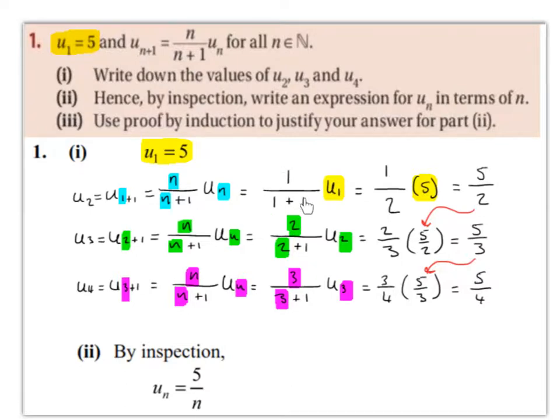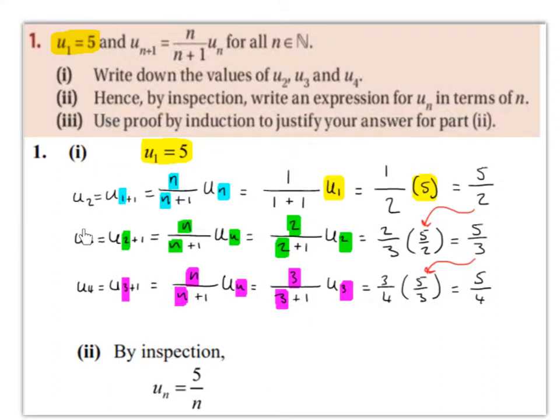And 1 over 1 plus 1 is a half. And we know that u1 is 5. So we have a half times 5, which is 5 over 2. So u2 is equal to 5 over 2. So we worked out the value of u2. Now we want to work out the value of u3.